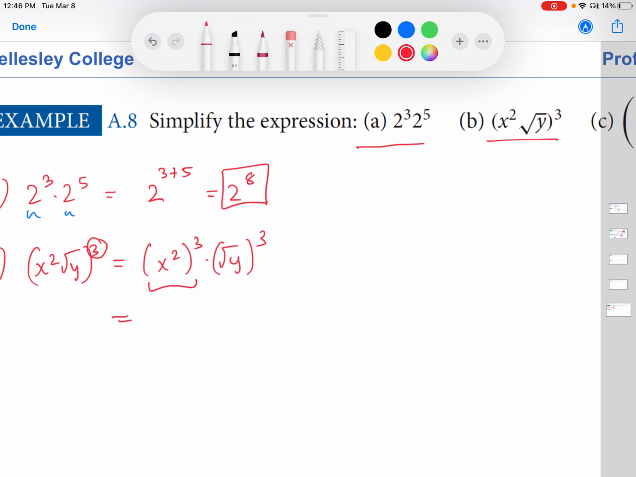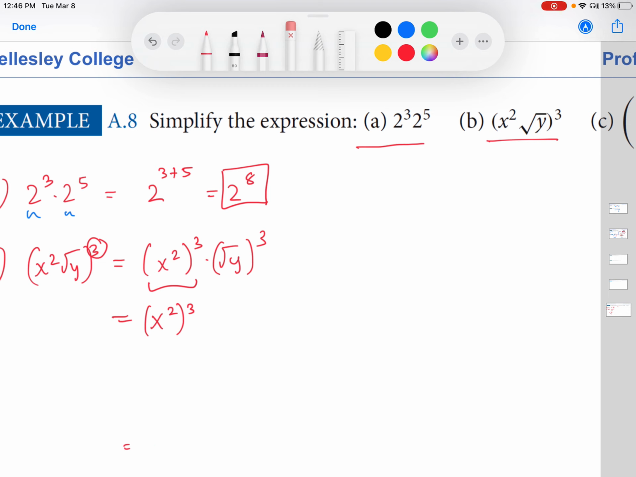X squared cubed. Here you have x squared raised to the third. You could think of this as x squared times x squared times x squared. That's what cubing means, right? You multiply the object, number, variable, whatever, by itself 3 times. And then you could use the operation that we just talked about. Each one of these has the same base, so we add the exponents. So that would give us x to the 6. So that's one way to understand why this ends up being x to the 6.